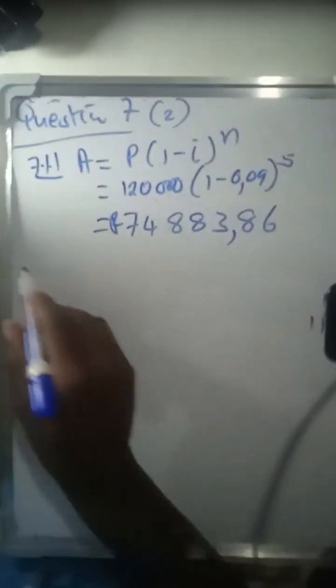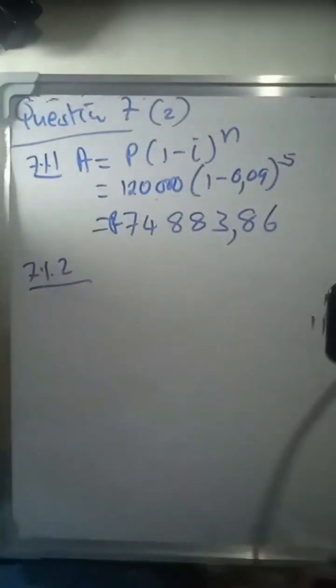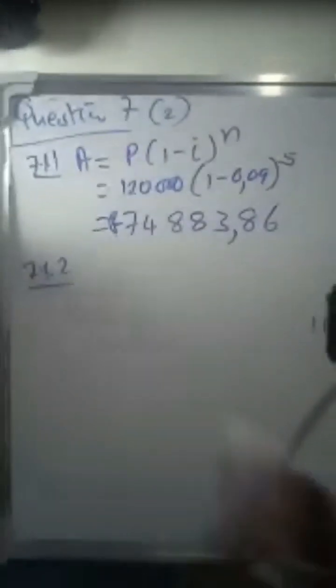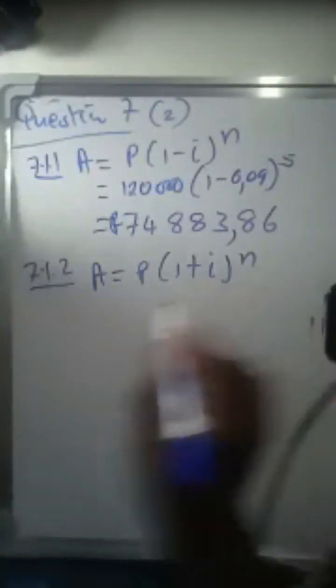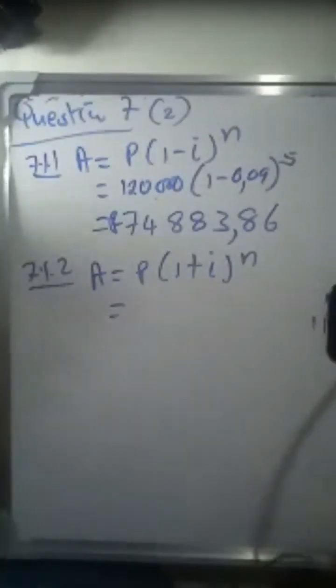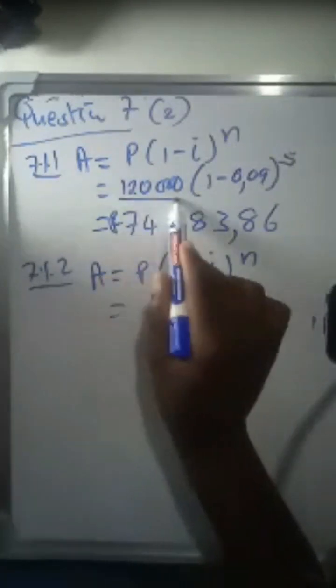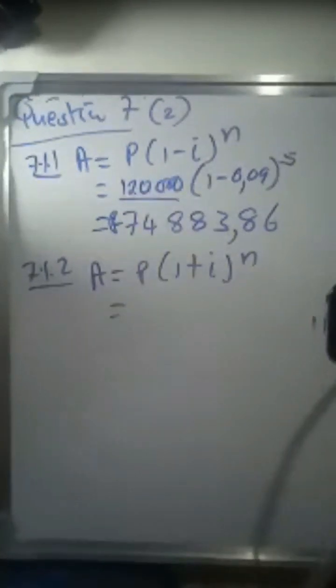Let's move on. Okay. Then we move on to 7.1.2. After 5 years, the machine needs to be replaced. During this time, inflation remained constant at 7% per annum. Determine the cost of a new machine at the end of 5 years. Okay? So here, we are going to talk about inflation. And I told you that inflation uses what? The compound interest formula.